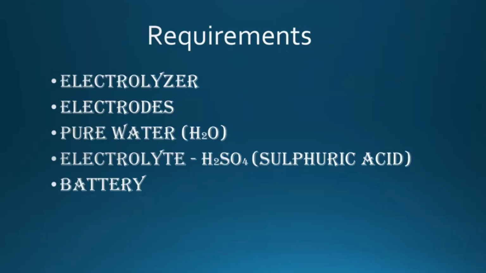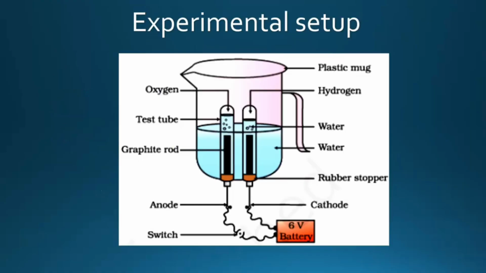To perform this experiment, we need some basic requirements. They are electrolyzer, electrodes, pure water, electrolyte and a battery. Now, in this picture, you can clearly see the experimental setup for doing the electrolysis. So here the plastic mug acts as an electrolyzer. Electrolyzer is nothing but the substance which holds the water container. It is a solid plastic material which we are using for this experimental purpose.